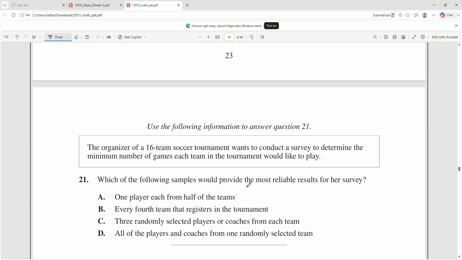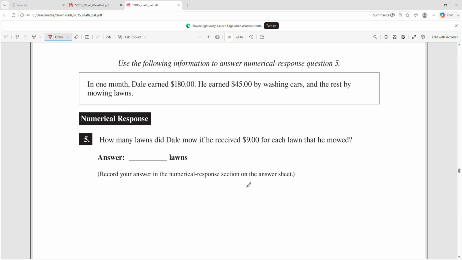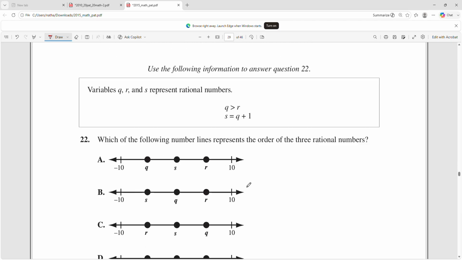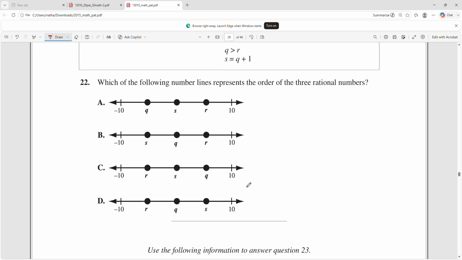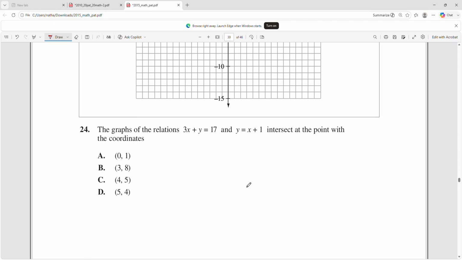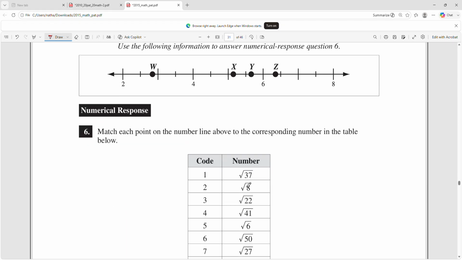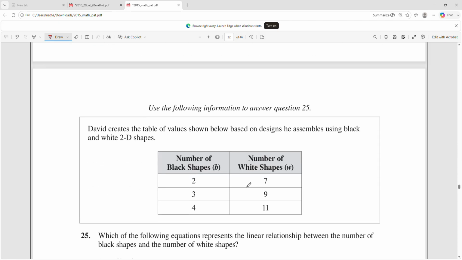Do that one. We've been through these. We went through this one. We've been through a lot of these questions.